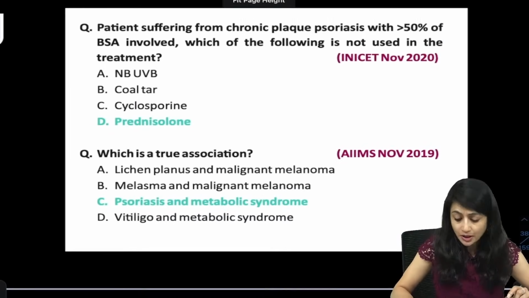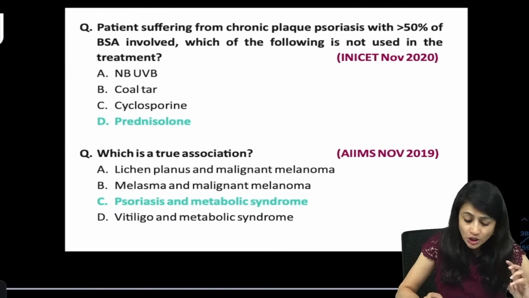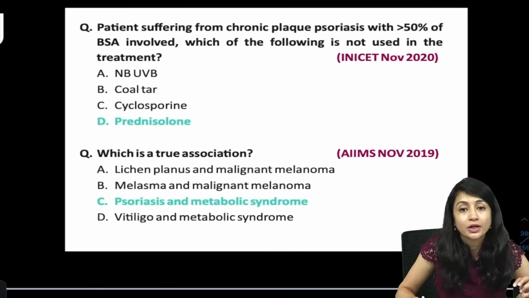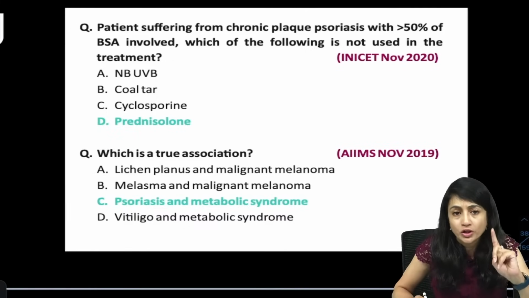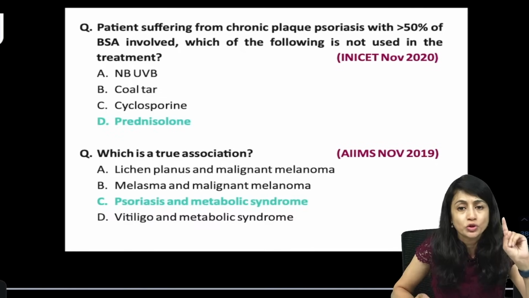There are two more questions that had come and I wanted to discuss them with you. For patients suffering from chronic plaque psoriasis with more than 50% body surface area involvement, which of the following is not used? Though I have emphasized it earlier, please remember prednisolone is not used. NB-UVB, coal tar, cyclosporin, all are treatments which can be used in psoriasis.